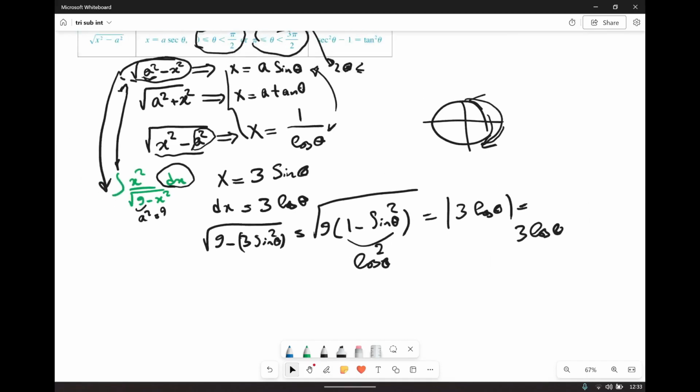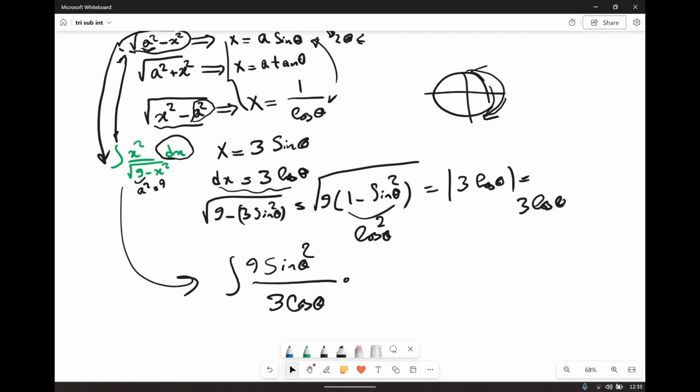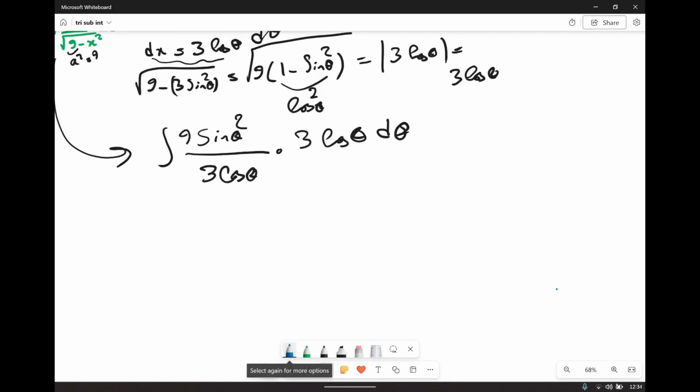Right now, let's come back to our substitution. The integral of 9 sine theta power 2 divided by 3 cosine theta, times dx, which is 3 cosine theta d theta, because here we take the derivative with respect to theta. Immediately they cancel each other. Our answer is 9 times the integral of sine theta power 2 d theta.